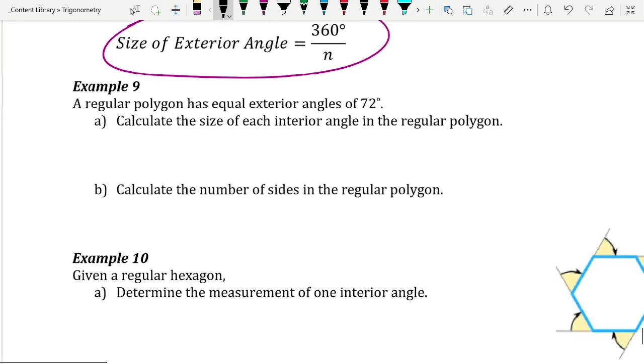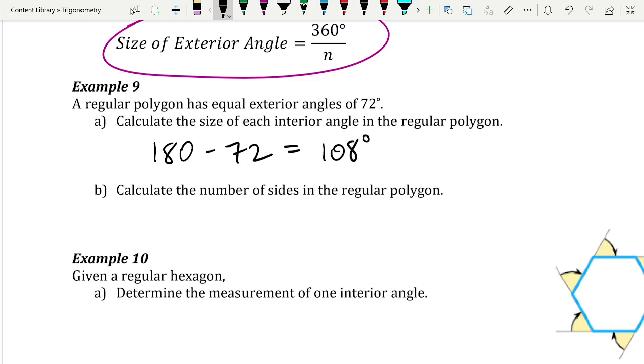A regular polygon has equal exterior angles of 72. Calculate the size of each interior angle. Okay, well, 180 minus 72 would be, I guess, how much? What's 180 minus 70? 108. So how many sides does that polygon have?